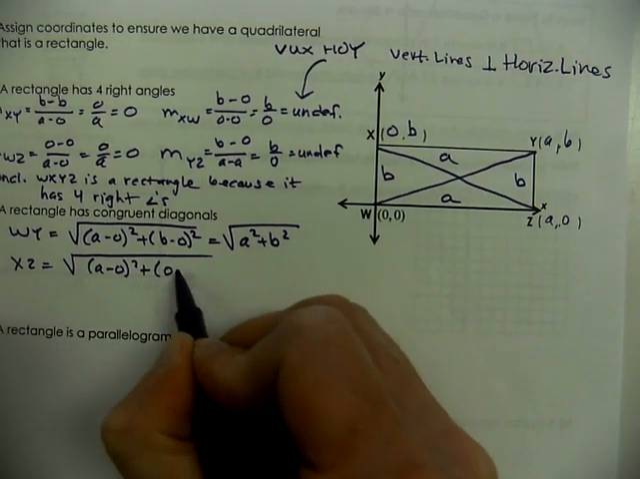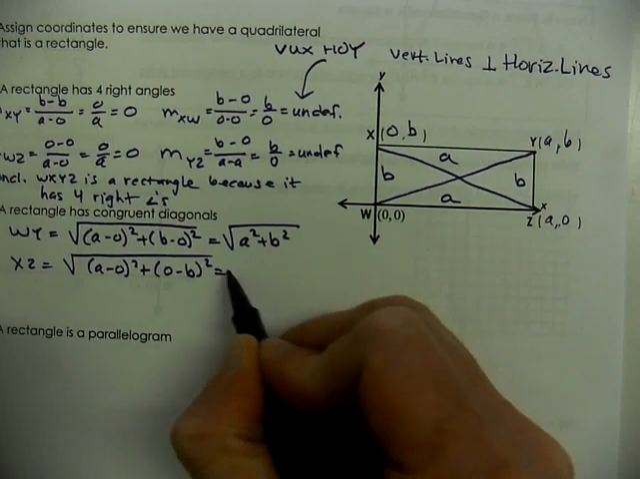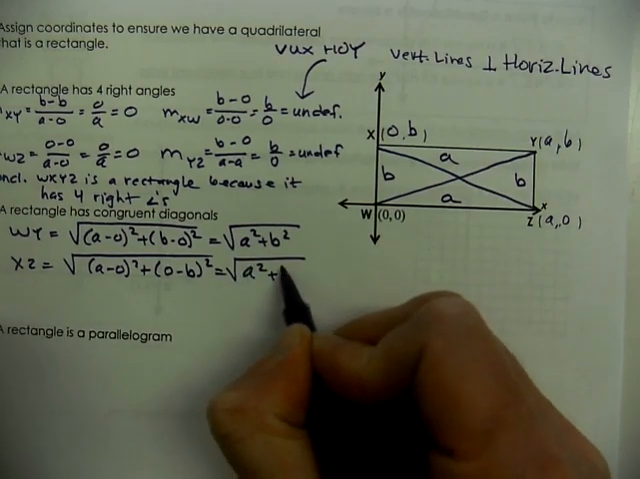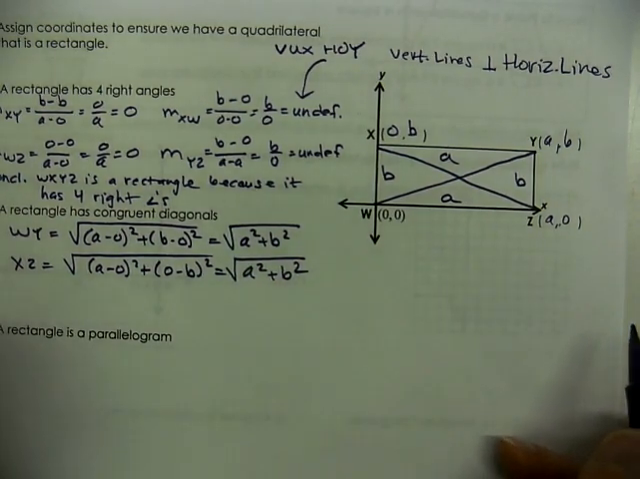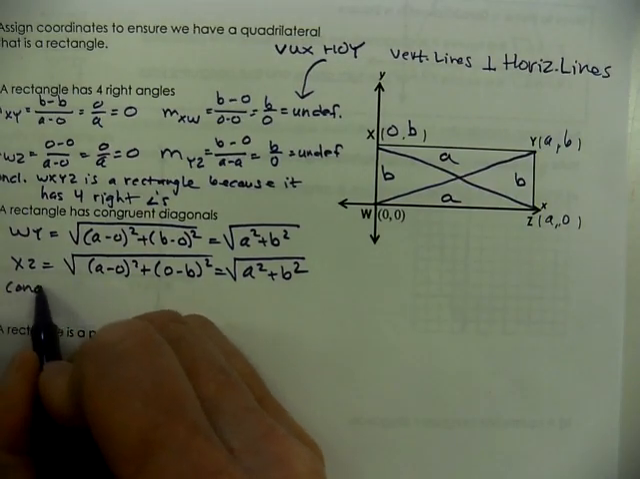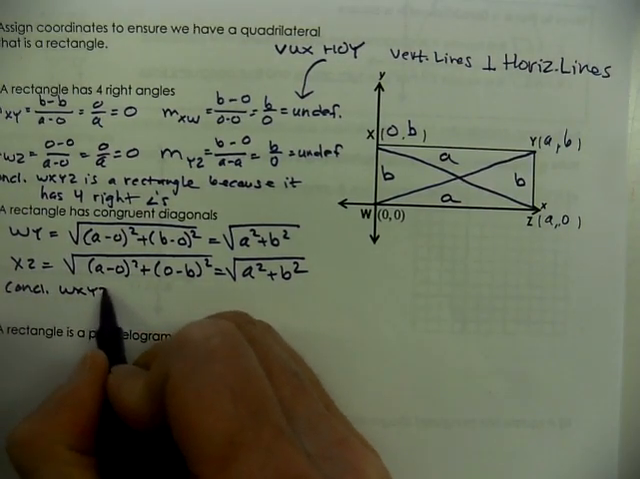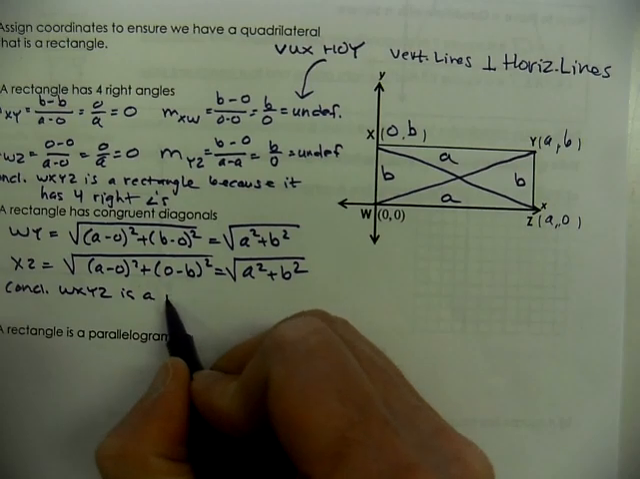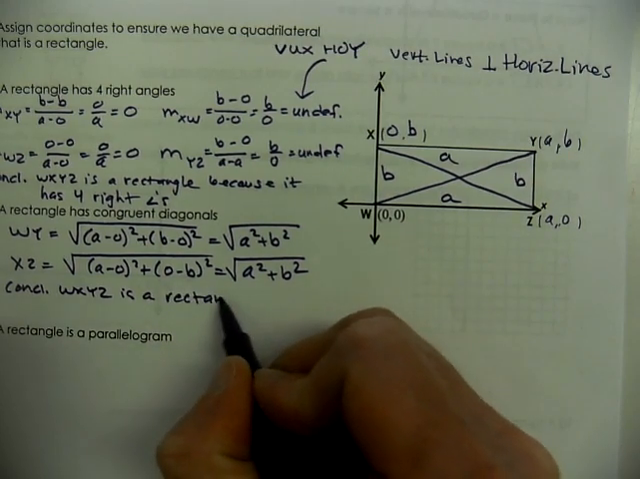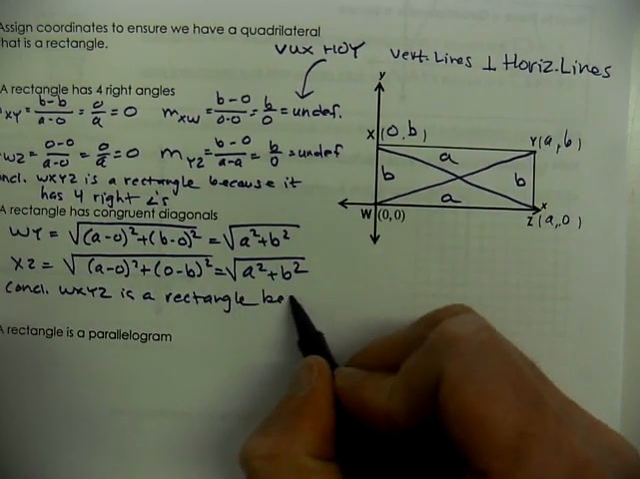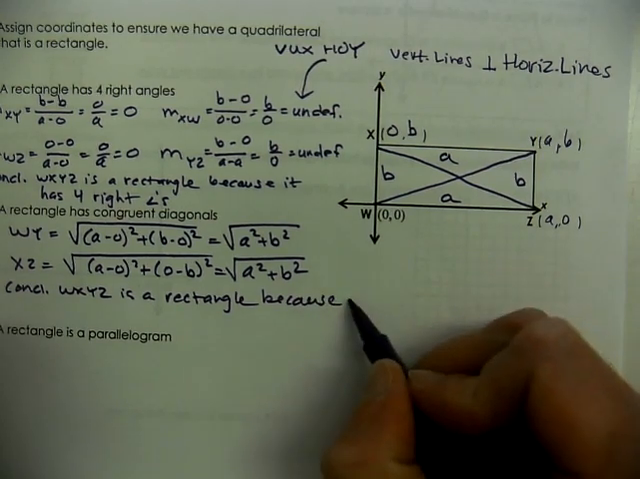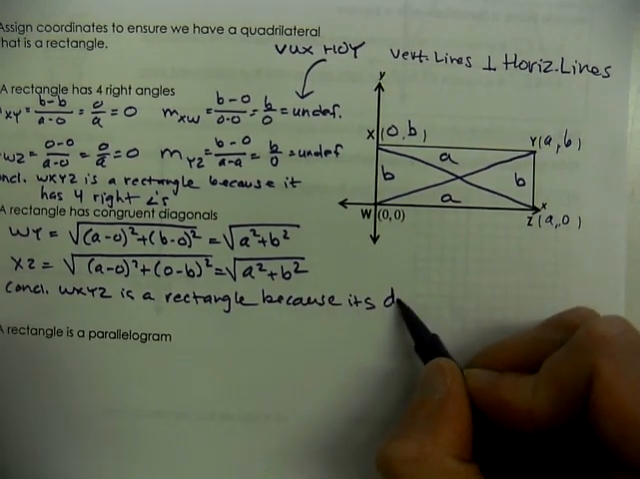It's almost looking the same, but we will get the same results. a squared plus b squared under the radical. So our conclusion is WXYZ is a rectangle because its diagonals are congruent.